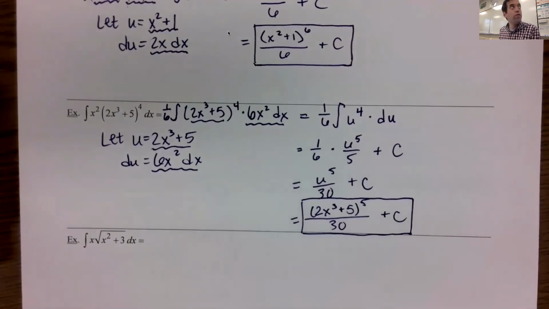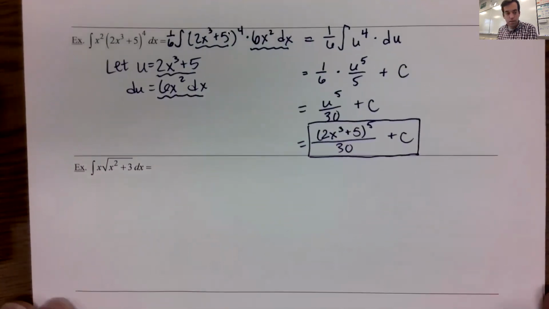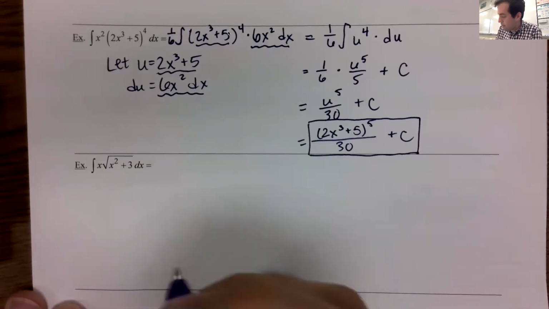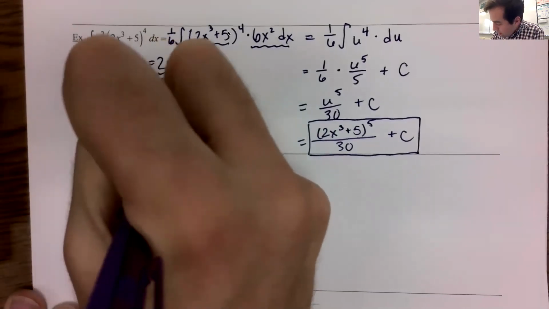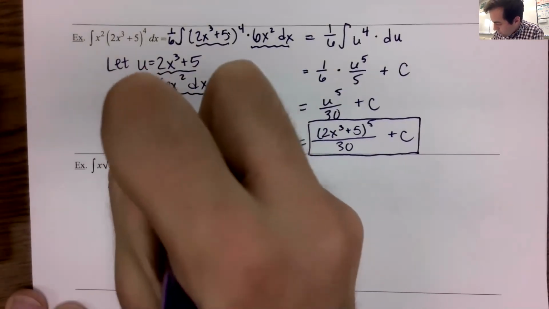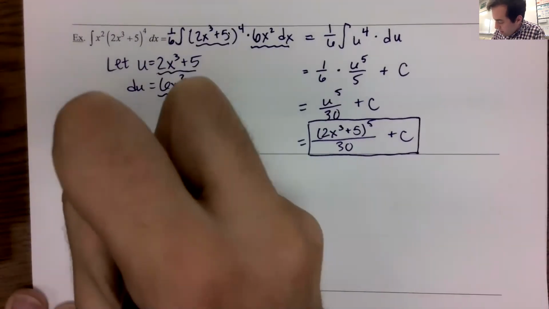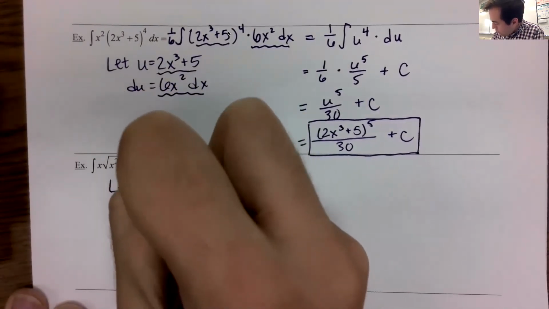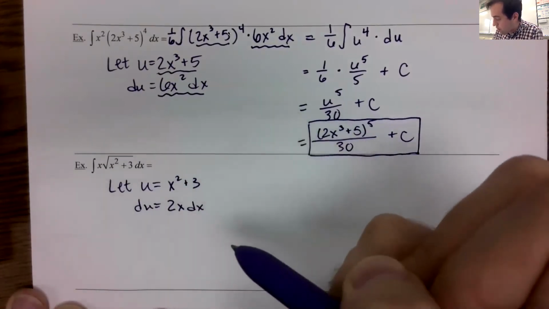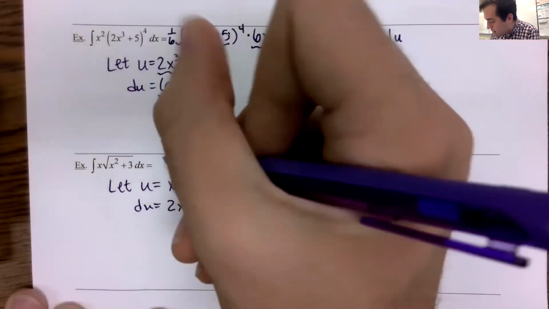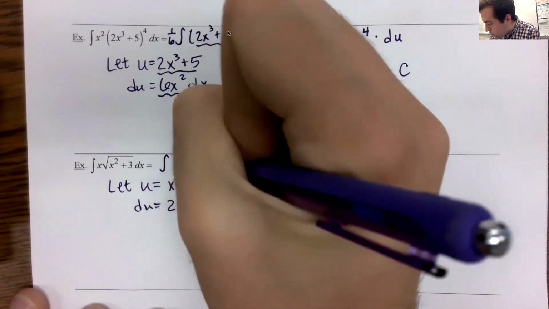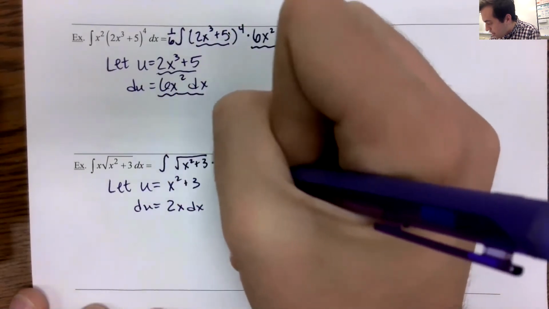All right, let's try one more of these. Integral of x times the square root of x squared plus 3 dx. This time, hopefully you can see that there's an x squared plus 3 hiding inside of our square root. And if I take the derivative, I'm going to get 2x. And that's good news because I already have an x. So I'm going to rewrite this so that I have a 2x dx at the end. So I'm going to have the integral of the square root of x squared plus 3 times x dx.